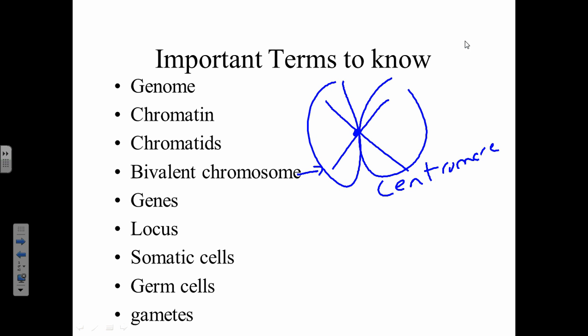Chromatid, or sometimes we call them sister chromatids. And we know that during mitosis, what's going to happen to those 2 pieces? They're going to split. One half's going to go into one cell, one half's going to go into another.